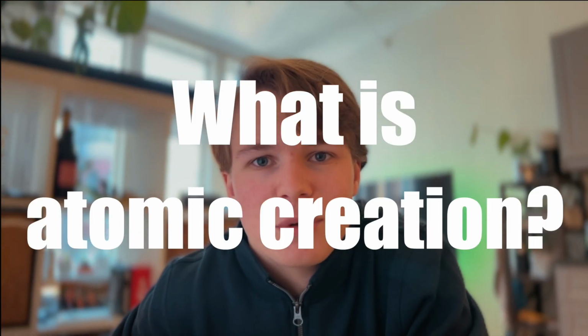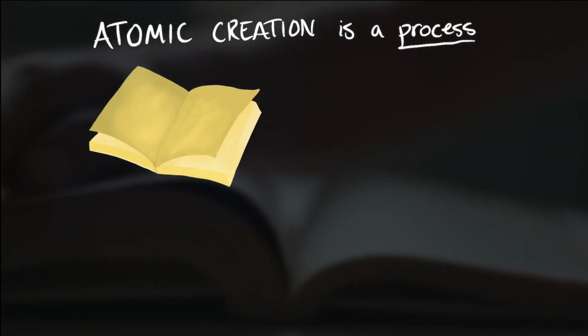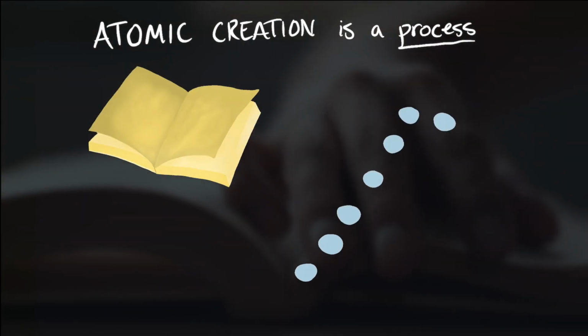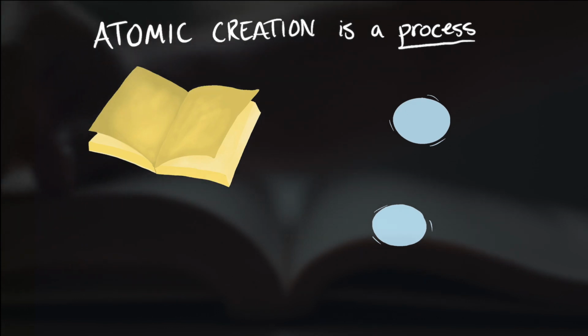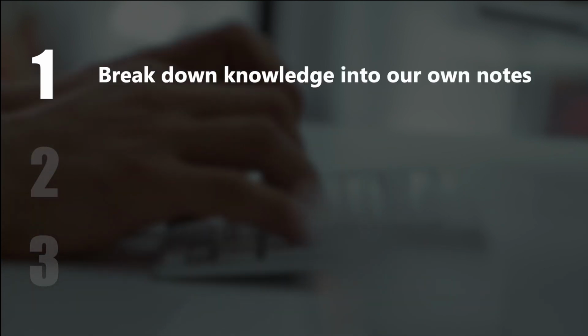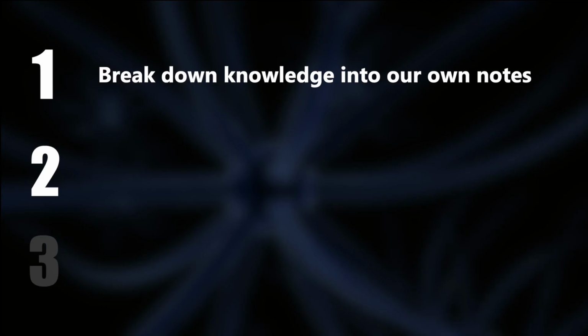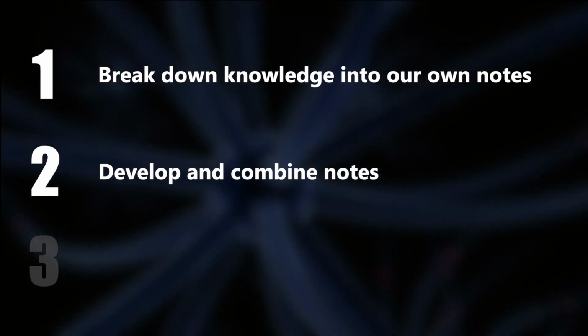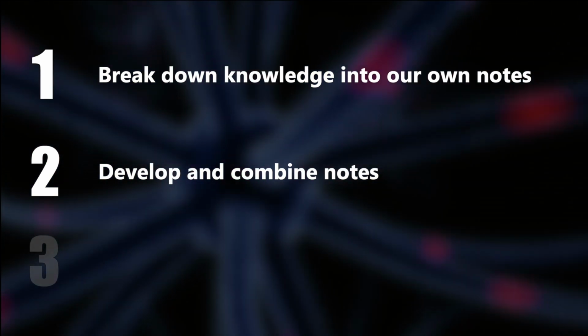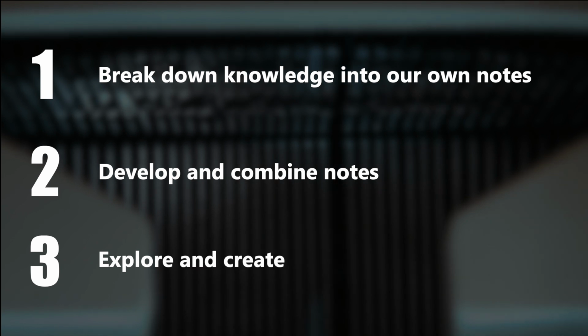So what is atomic creation? Atomic creation is a process where we deconstruct knowledge into smaller components so we can reassemble them into our own knowledge and creations. We can think of this process as having three components. First, we break down knowledge into our own nodes. Then, we develop and combine nodes to create our knowledge clusters and understanding. And third, we explore our knowledge and outline our thoughts and notes to create our own stuff. And the ultimate goal of this process is to make us think and learn.